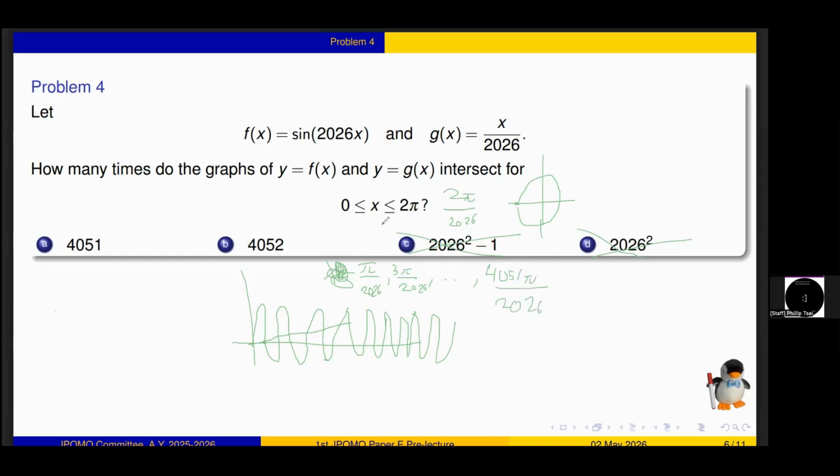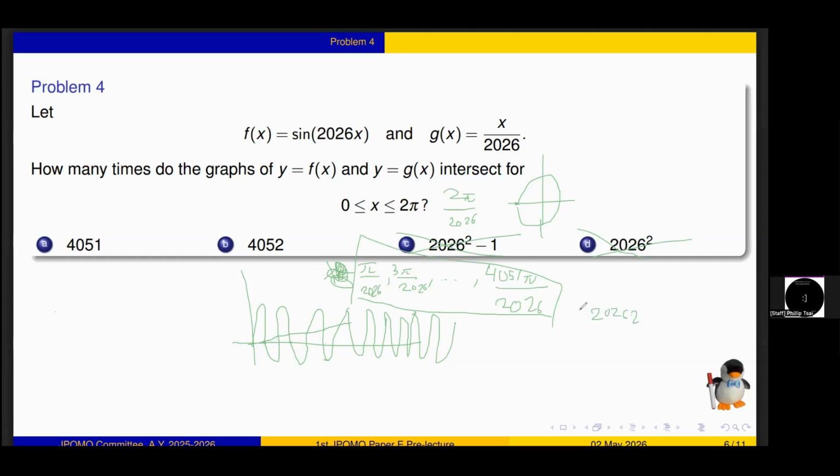By the way, notice the indicator points I'm defining here are all those with an odd coefficient of pi here, besides the 2026. Either way though, we can count how many indicator points we have, which are 2026.